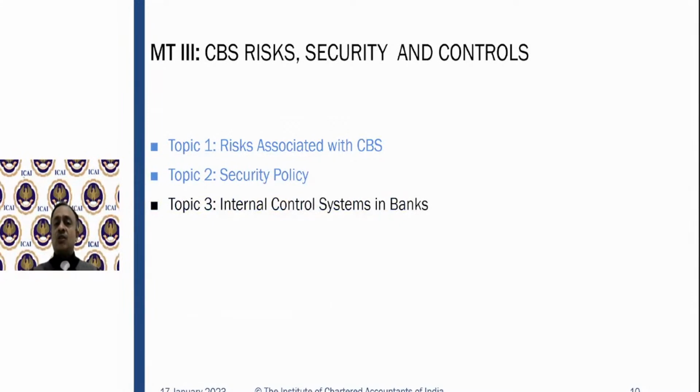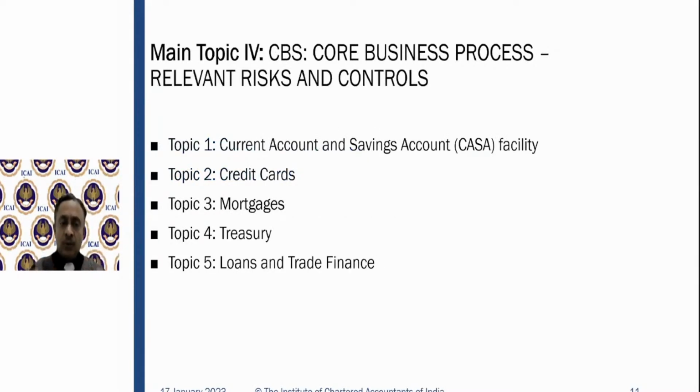Then risk associated with core banking system, security policy, internal control systems in bank. Then we talked of, we are on this topic, current account, saving account, credit cards, mortgages, treasury, loans, and trade finance. So let us continue where we left it.